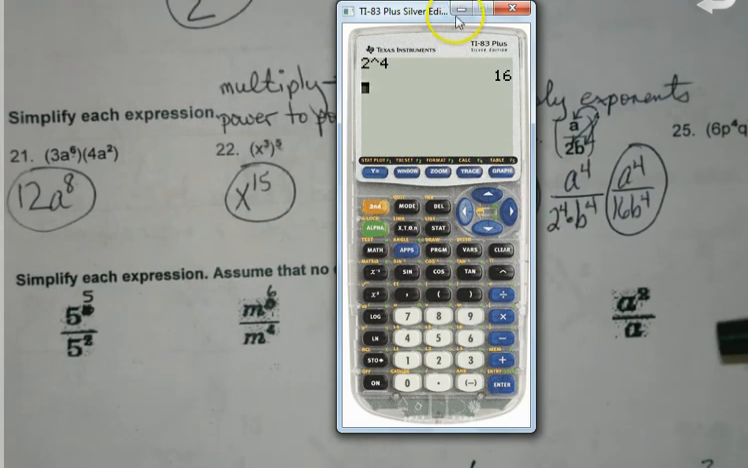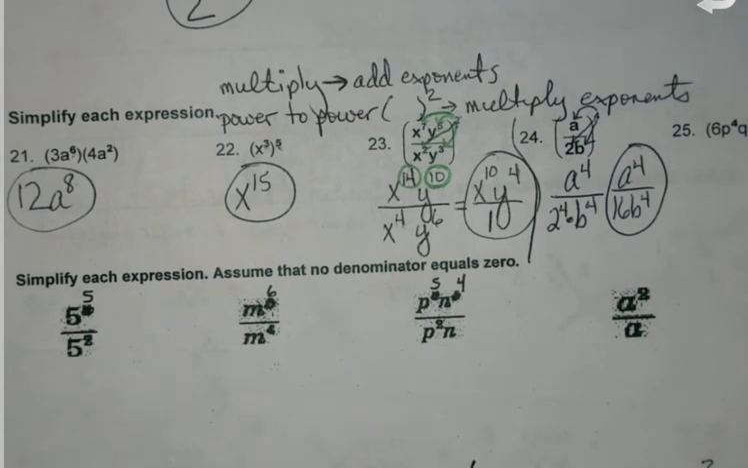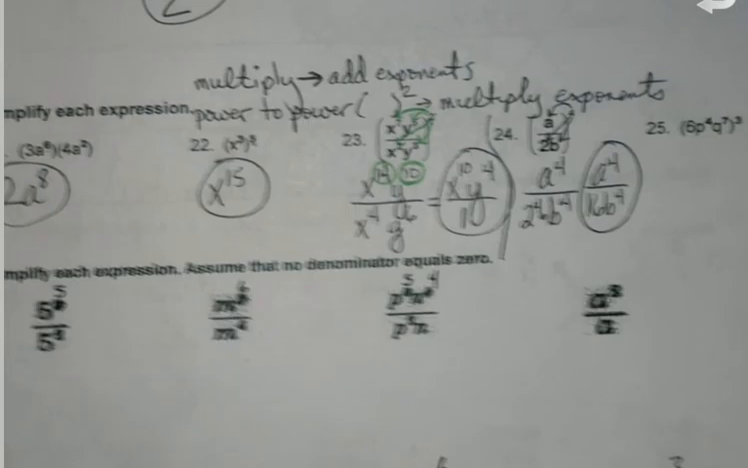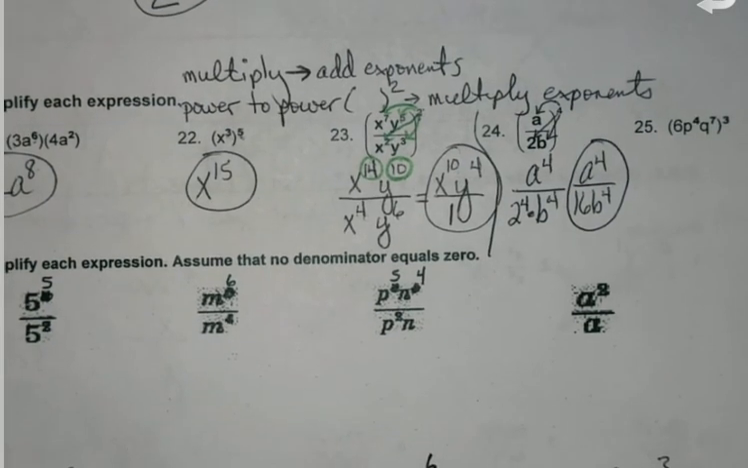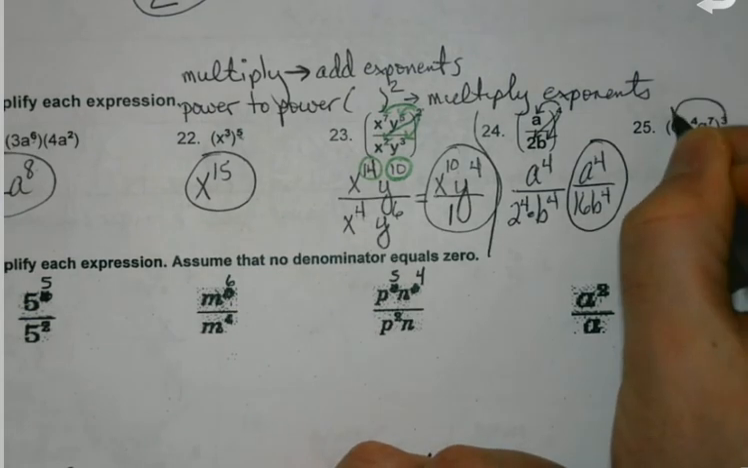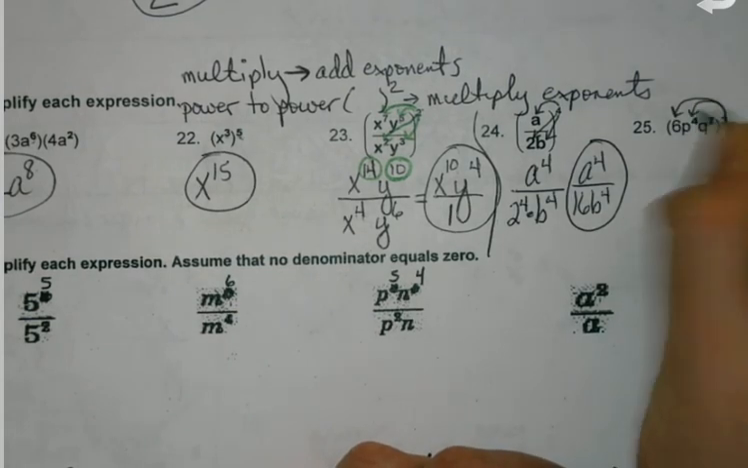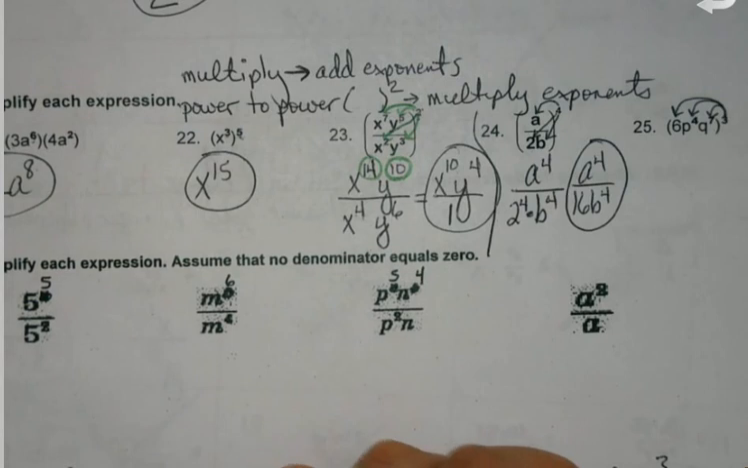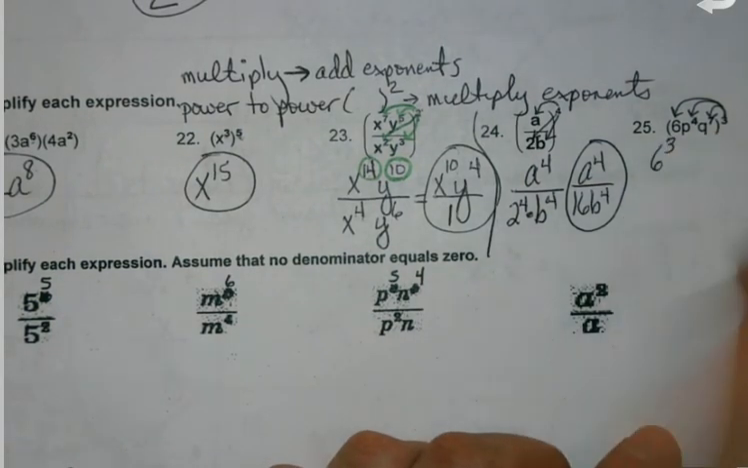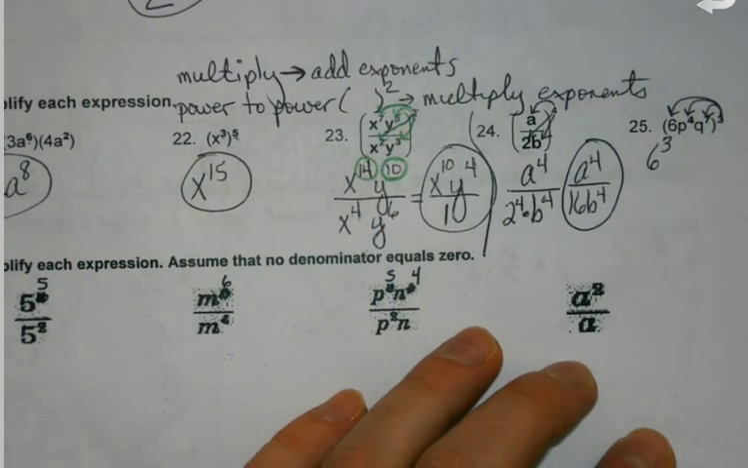Okay. But I need to simplify my numbers. I don't want to just leave it as 2 to the 4th. Kind of similar when we get to 25. Here's how this is going to work. That 3 goes all the way through. So I've got 6 to the 3rd power, which we'll figure out in a minute.